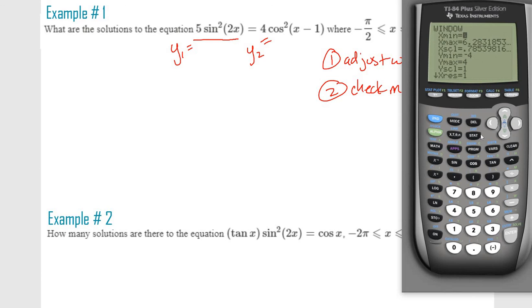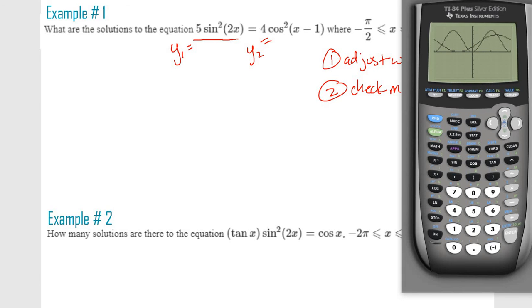Then check our window. Our x is going from negative pi over 2 to pi over 2. I think that was pi over 4, that's fine by me. And the highest sine and cosine can ever get is 1, so that's 4 and 5. So let's go from negative 6 to 6. There's my sine graph, and there's my cosine graph.